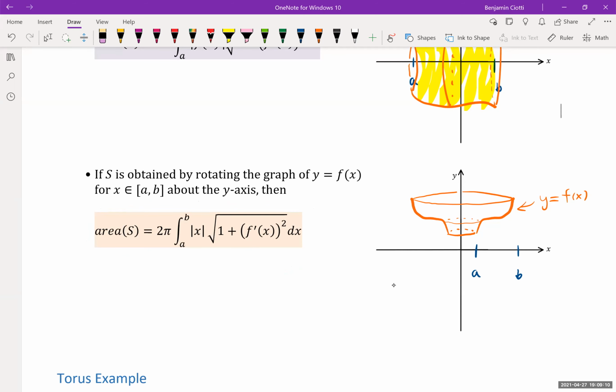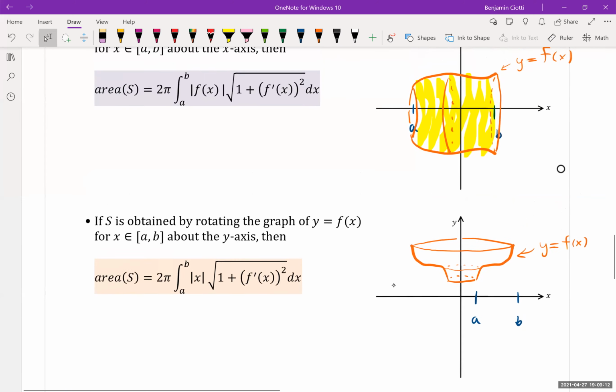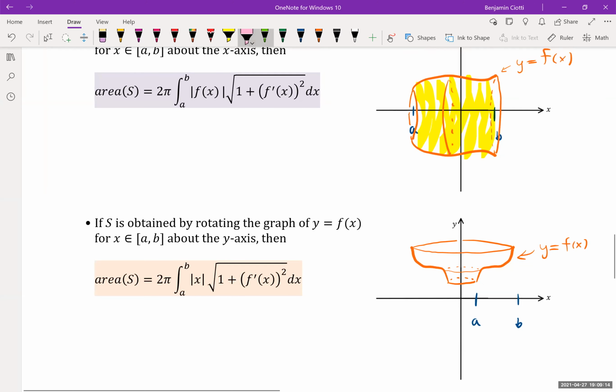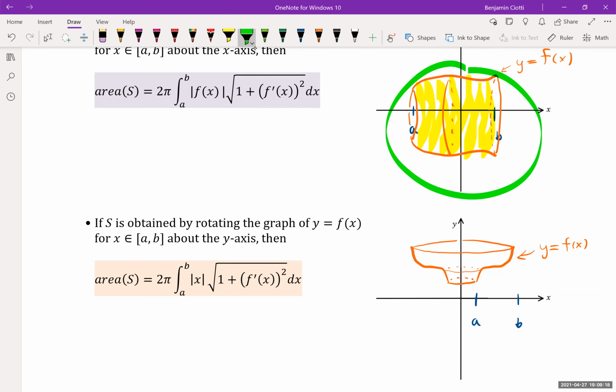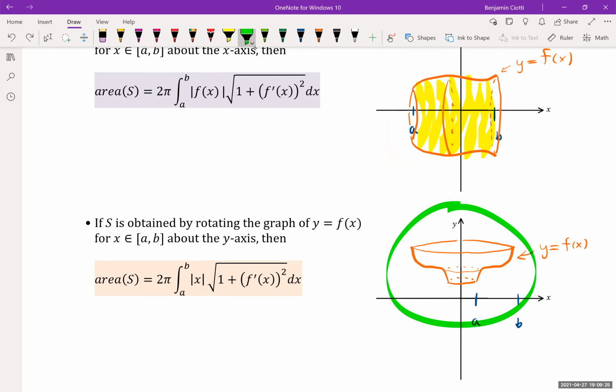And it's kind of similar to the previous formula. You'll notice the key difference is that in the previous formula, the radius at a point was the y value, namely f of x. In this surface, the radius at some point is the x value. Hence, we have an x right here instead of an f of x.